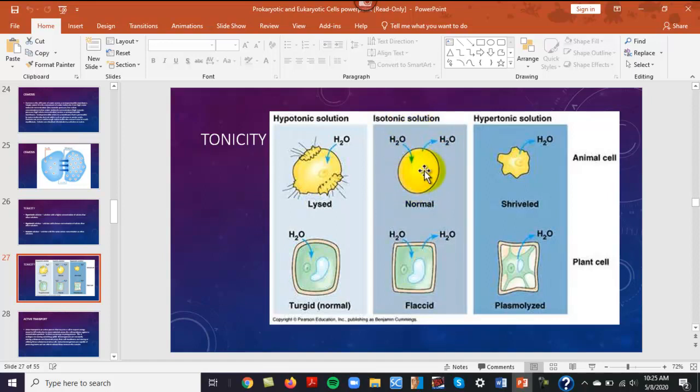So if you place a cell in an isotonic solution, nothing's going to happen. And you can see here, equal amounts of water would be diffusing across the membrane. Iso means same. There'd be no change. This is showing a plant cell. In fact, plants are square. Plants must have water to produce food, energy.